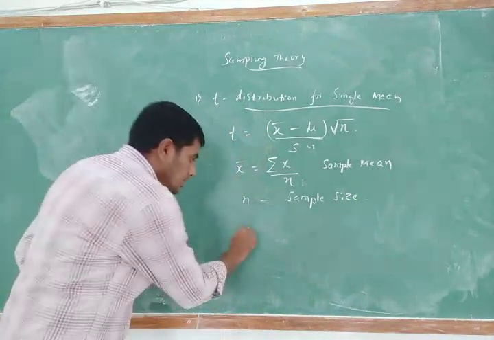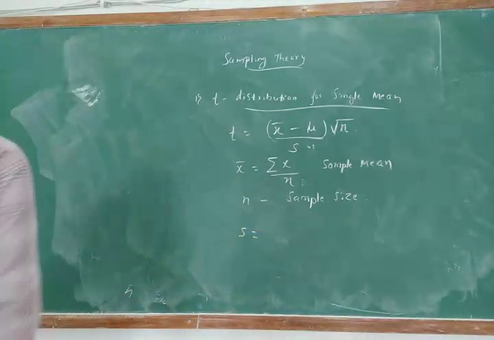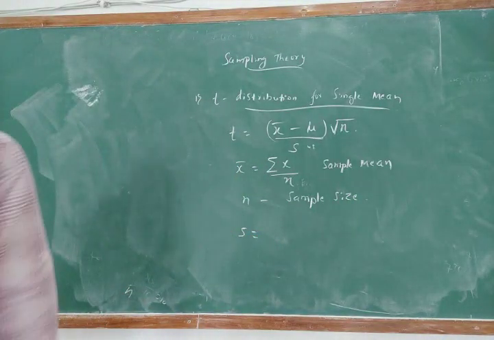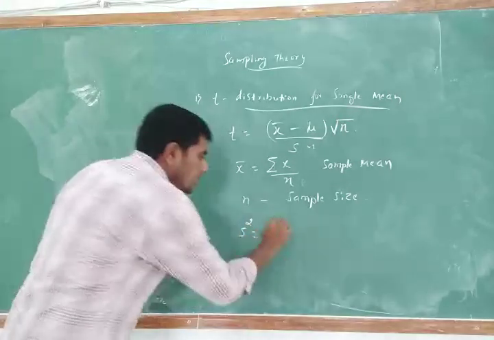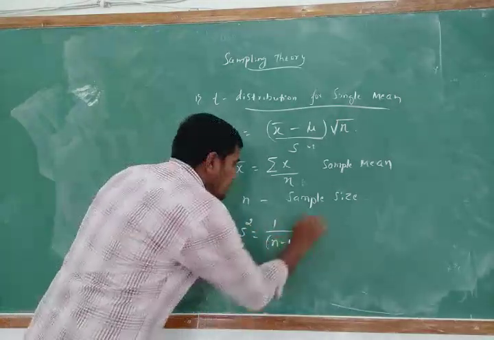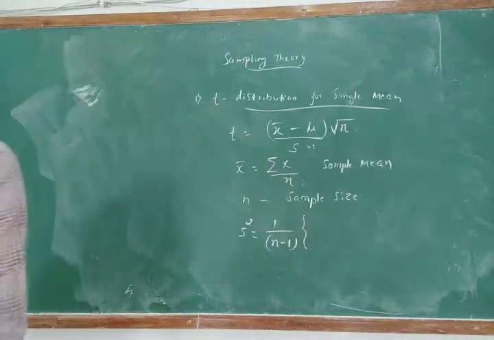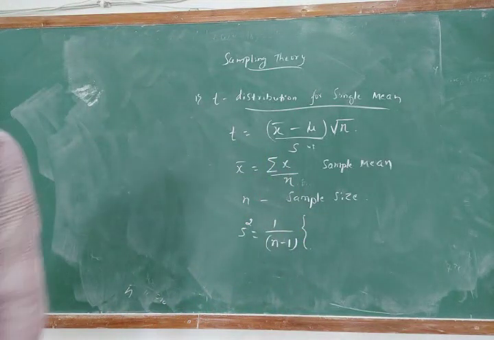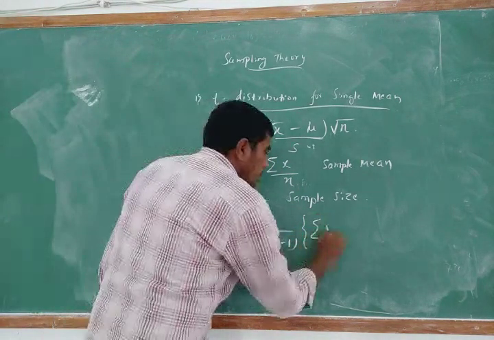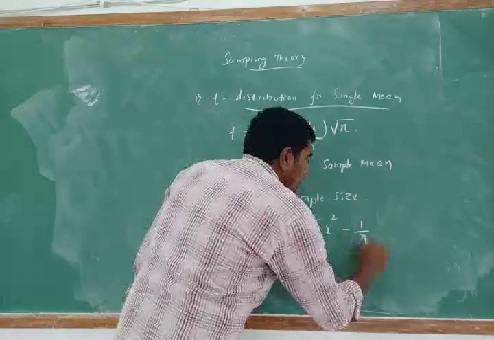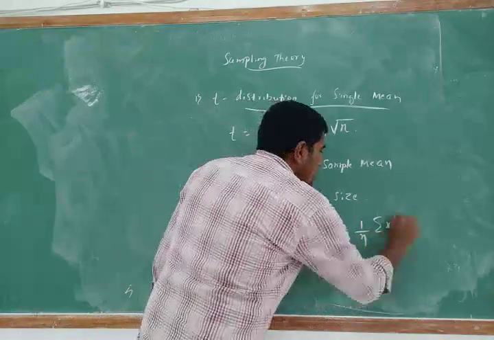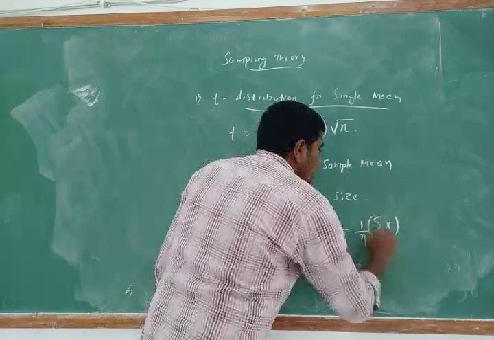Next, s. You should note this is the sample variance actually. So generally s square is equal to 1 by n minus 1 times summation x square minus 1 by n times summation x whole square. This is the t distribution for the mean actually, right?